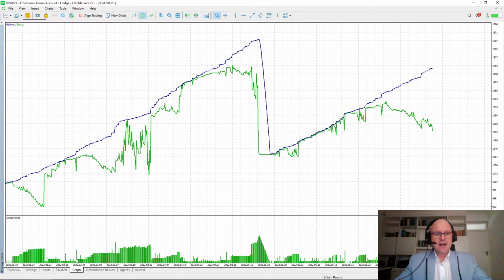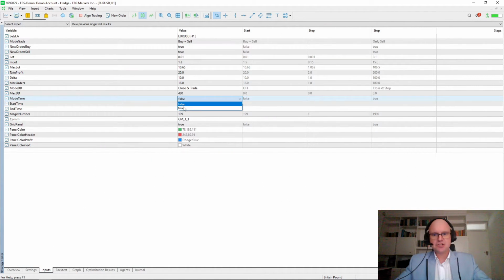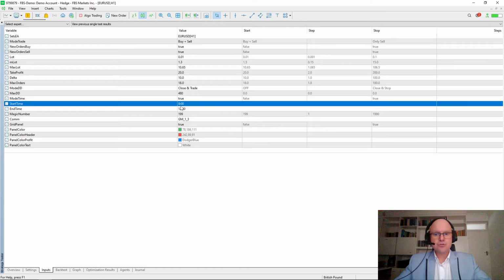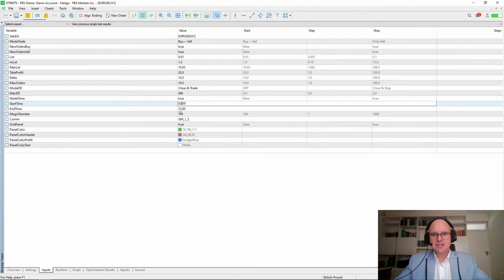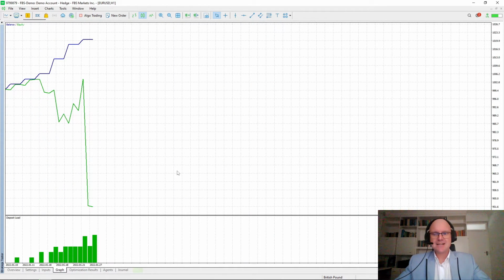So the way that I'll be doing this is limiting entries to the Tokyo session. We are going to enable the mode time option and then change the start time to 2 o'clock in the morning until 6 o'clock in the morning. This still allows the bot to open new trades between 2 and 6 a.m. or start new series of grids between those 4 hours. And I'm also going to unselect the grid panel to ensure that we have a slightly faster backtest.